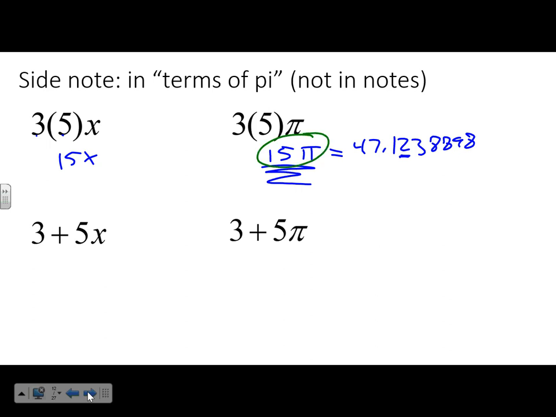Now, I don't know if this is ever going to come up in this chapter, but if we have 3 plus 5x, we can't combine those because they're not like terms. Same thing with this. If we have 3 plus 5 pi, we can't combine those. We can only combine these because they're multiplying. These are adding, so we can't combine those. Again, I don't know if it's ever going to come up, but that's what I mean when I say leave it in terms of pi.